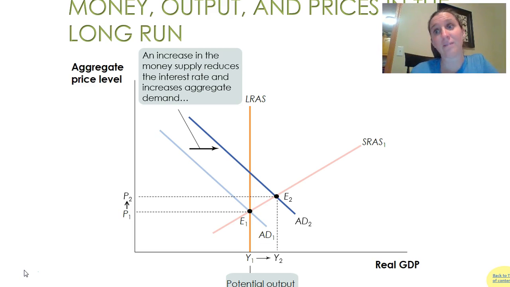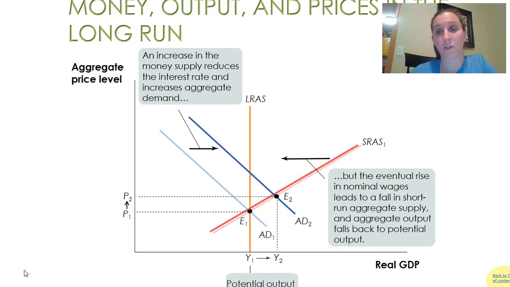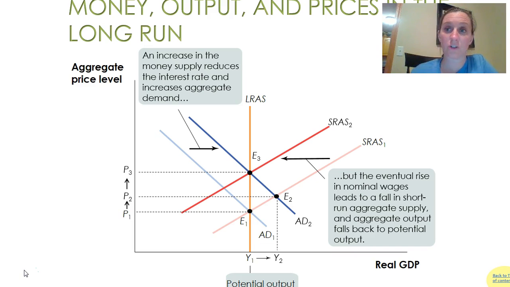That means the inputs have gotten more expensive. So therefore, it will shift our short-run aggregate supply curve to the left, back towards potential output, but at a higher price level. So over time, we can see that any sort of policy that's taking us away from long-run equilibrium is going to have the effect of, in this case, raising the price level.